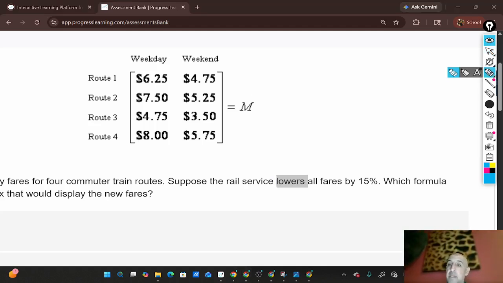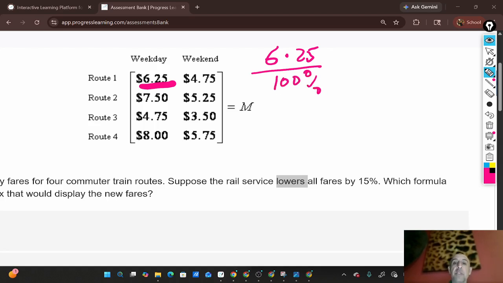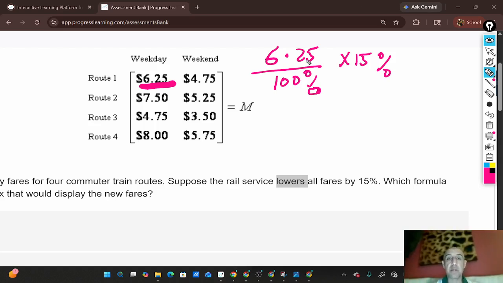So take any number, for example 6.25. In this case we have 6.25, and this 6.25 represents 100%. So we need to multiply that by 15% to find how much we need to take off from the original amount of money. So if we want to find this, we can use the calculator like this.